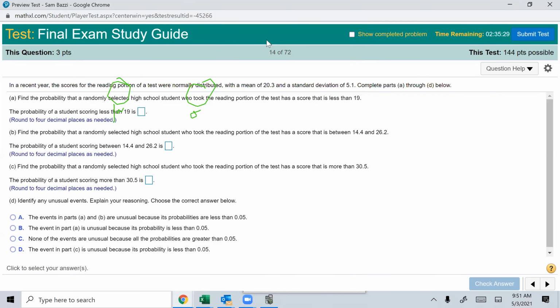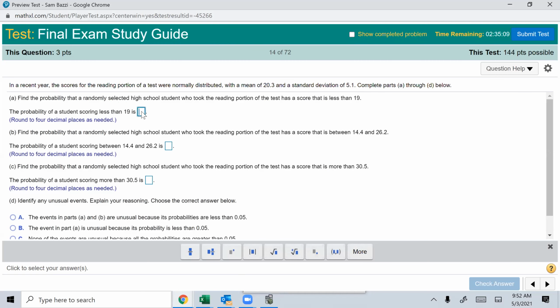All right, that's clear. In a recent year, the scores for the reading portion of the test were normally distributed with the mean of 20.3 and standard deviation of 5.1. It's very much the same question.